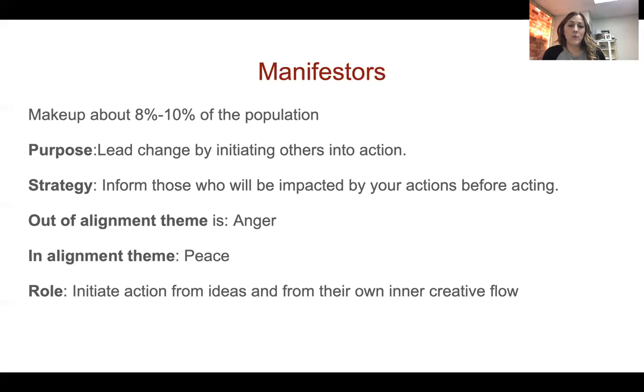But when they are in alignment, when they can inform and when they're able to then carry out what they're trying to create, then they feel peace. And so that's their in alignment theme. There's kind of an indicator to know when you're out of alignment and when you are in alignment. So for a manifestor, they're going to feel anger if they're out of alignment, and people around them might feel anger. When they're in alignment, they will feel peace and other people around them will feel peace.